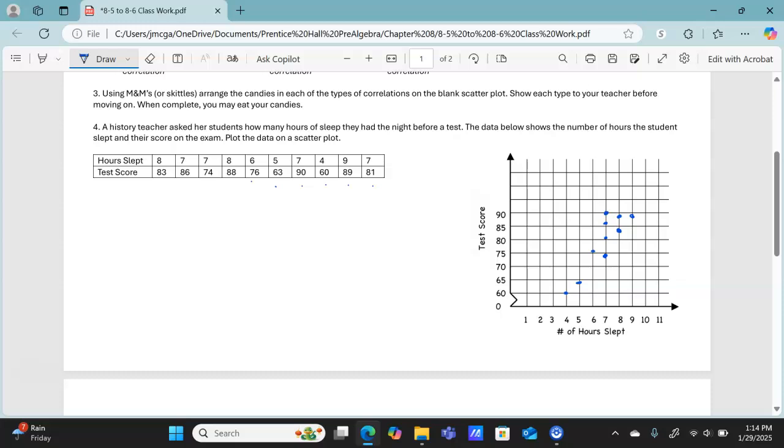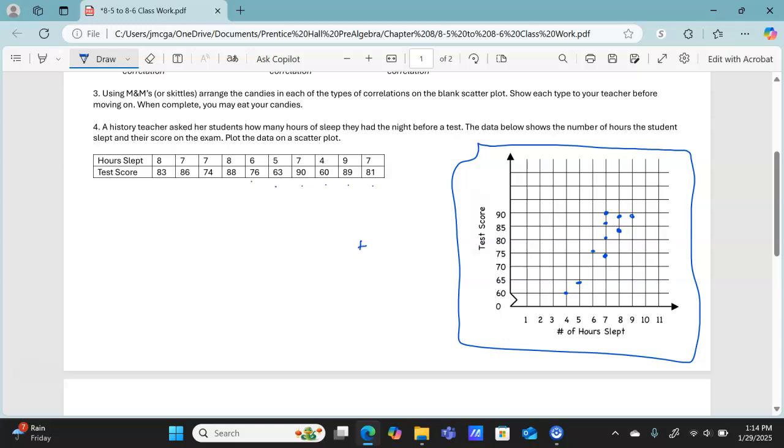Now, if you were just given this graph, and I ask you questions like, how many students slept 7 hours? Well, what you would do would be go up the 7-hour column and count the dots. 1, 2, 3, 4. 4 of them slept 7 hours. How many made below 70 on the test? Well, here's 70. So how many dots are below that? There are 2. So there are 2 that did that.